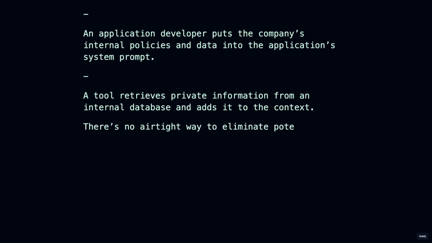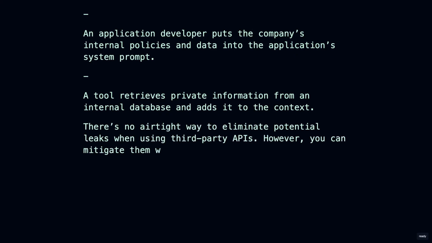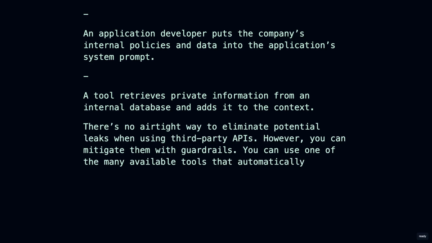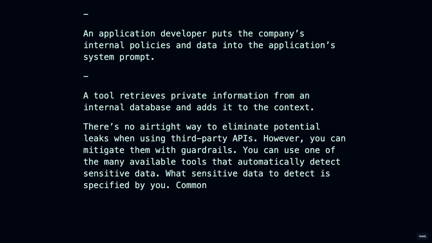There's no airtight way to eliminate potential leaks when using third-party APIs. However, you can mitigate them with guardrails. You can use one of the many available tools that automatically detect sensitive data. What sensitive data to detect is specified by you. Common sensitive data classes are the following.